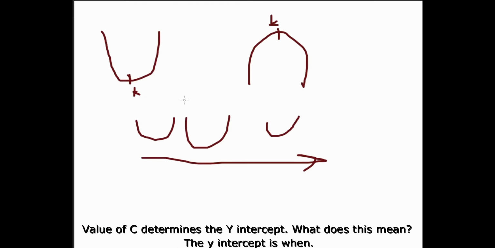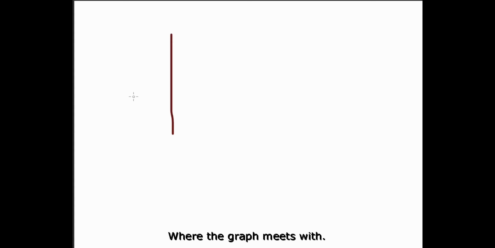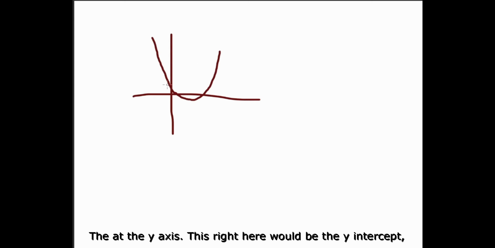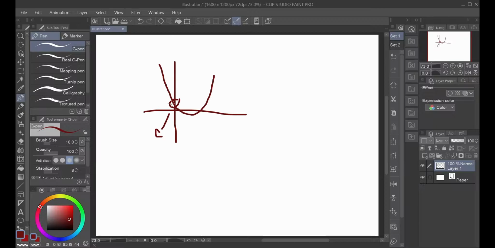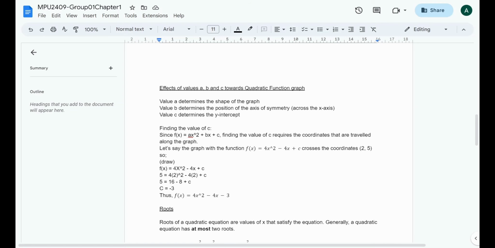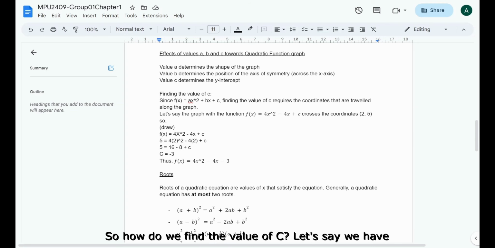Value of c determines the y-intercept. What does this mean? The y-intercept is where the graph meets the y-axis. This right here would be the y-intercept, aka this would be the value c. So how do we find the value of c?